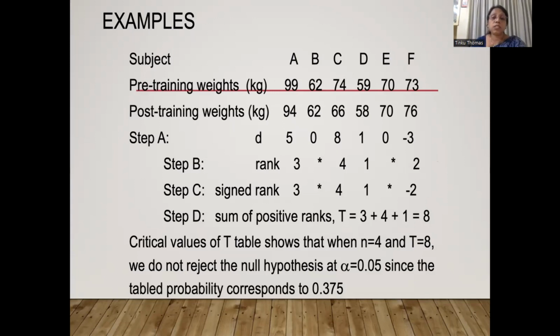So this is an example of paired data where we use non-parametric tests, and the non-parametric test in this case is the Wilcoxon signed rank test, because you are looking at the difference between the pairs of data. That means every individual's before and after data, the difference between them, and ranking them.